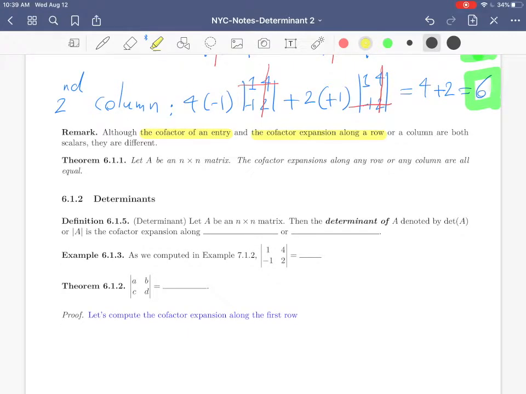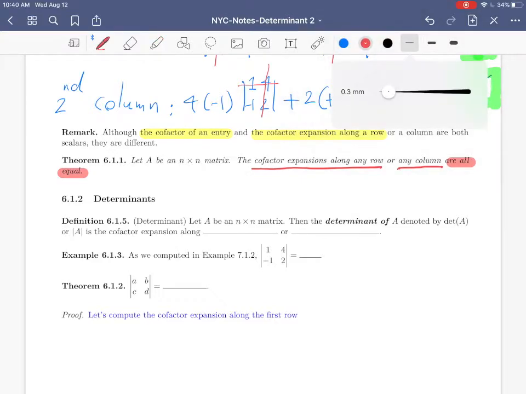Just be careful. Now a very interesting theorem, Theorem 6.1.1: let A be an n by n matrix, then the cofactor expansion along any row or any column, they are equal. Good. Now we're ready to define the determinant.